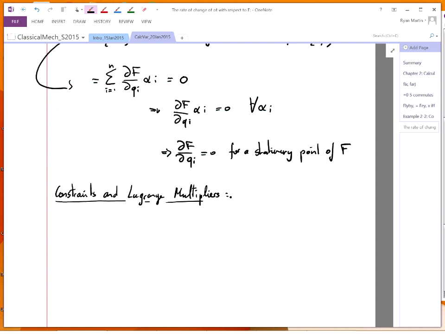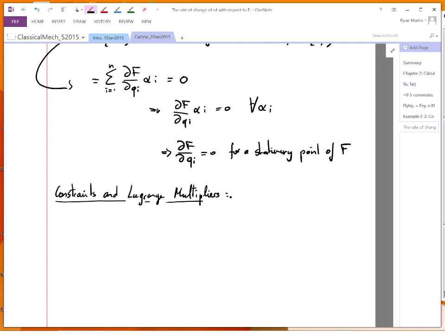So far, when we tried to find the stationary point of f, we said that we can choose an arbitrary direction alpha, and along all those directions, f must not change, so its variation must be 0. And that's the condition for a stationary point. So what we said is that we can vary the q's. So all the delta q's are independent of each other. They're all epsilon times alpha i, and the alpha i's are independent of each other. So we said we can go in any direction that we want to look at the variation.